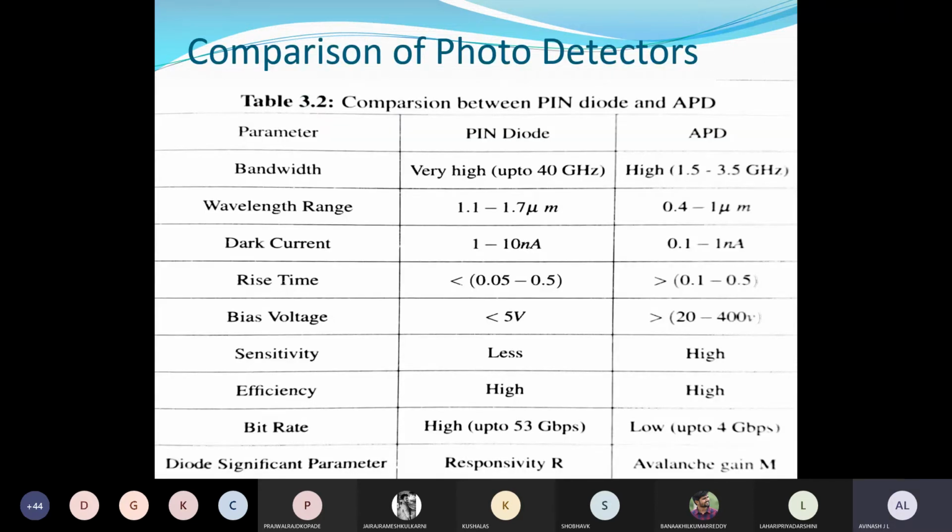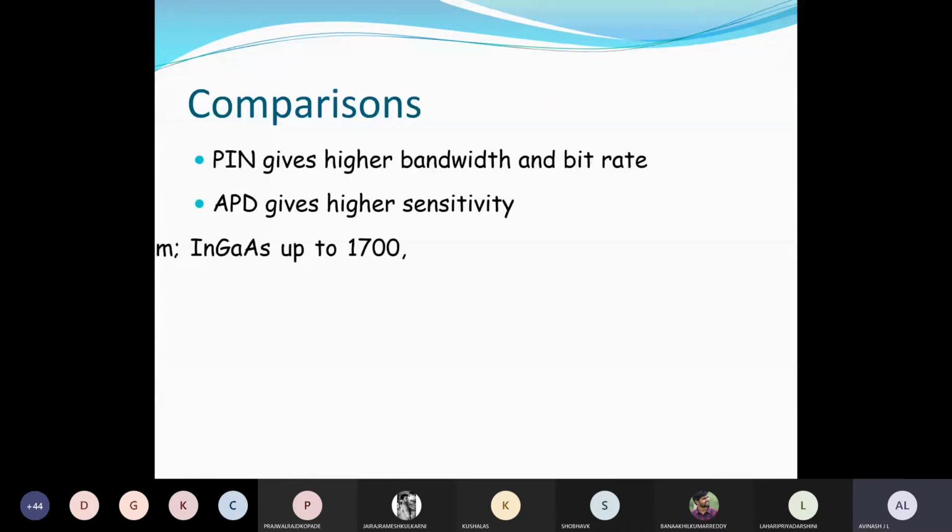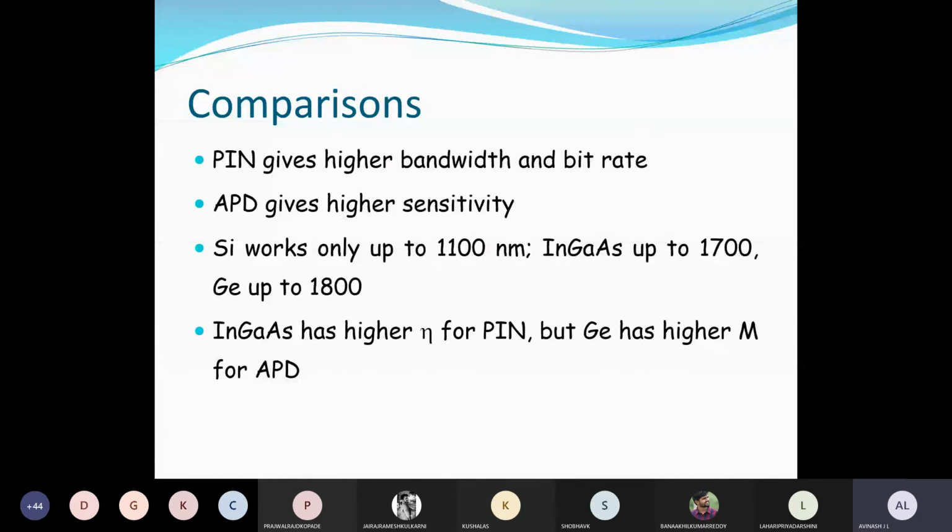So higher M means what? Here I can see, on the rightmost column, that it is avalanche gain. So I can say that the gain will be higher if you are using germanium as the semiconductor for an avalanche photodiode. Okay, that is the thing. And the last thing is that indium gallium arsenide has a lower dark current.